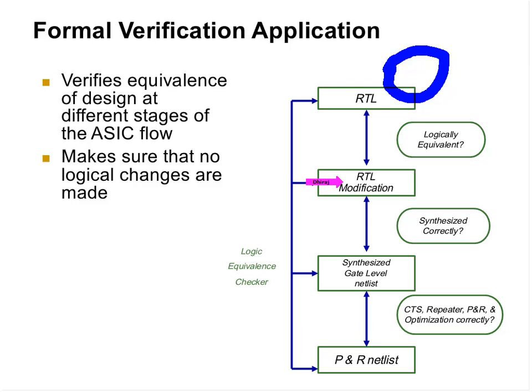So that's your runtime saving: you don't need to run all the test cases on the modified RTL, you can just run formality and be done with it. Again, now this modified RTL, we will take it through synthesis, which is a normal process for getting a netlist. And then in synthesis, you want to verify whether the design is synthesized correctly.